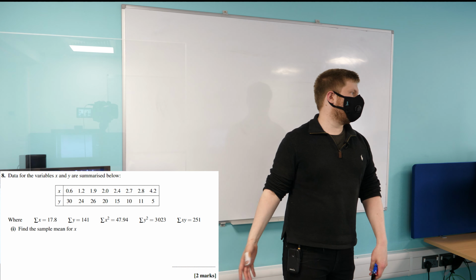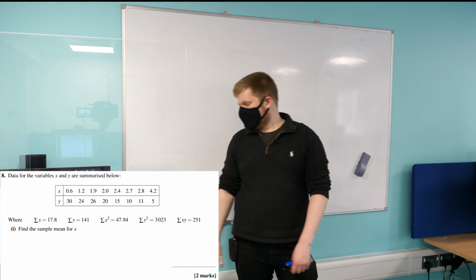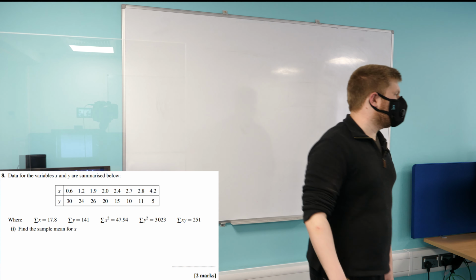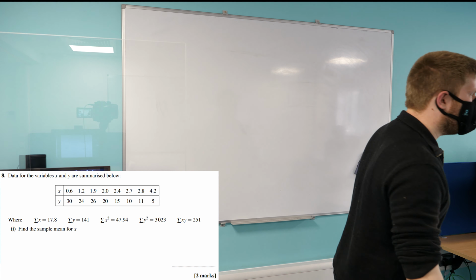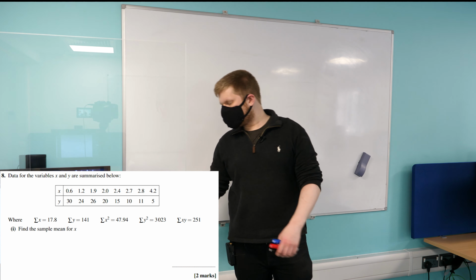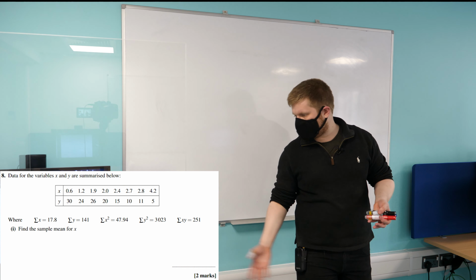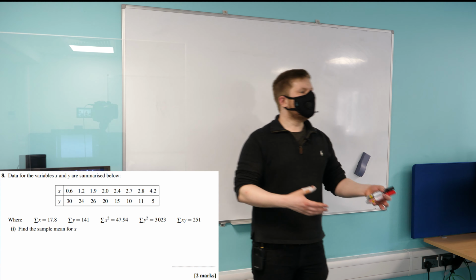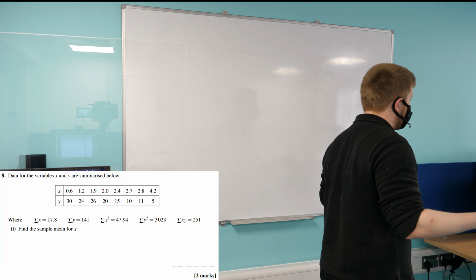So this is all revolving around theme 6, which is our correlation and regression work, okay? So you can see here that the data for the variables x and y are summarized below. The x variables are the top and the y variables are the bottom row. I've also given you some summary data: the sum of x, the sum of y, the sum of x squared, the sum of y squared and the sum of x times y. That will be useful when it comes to doing our calculations.